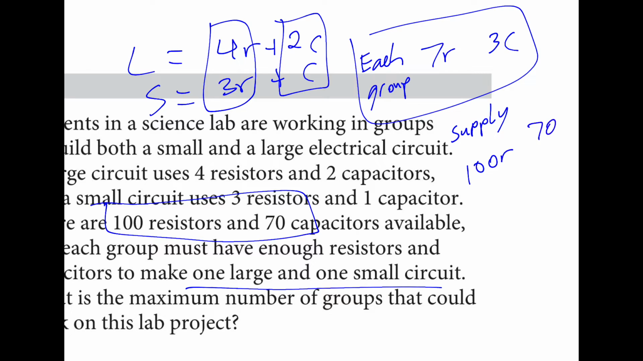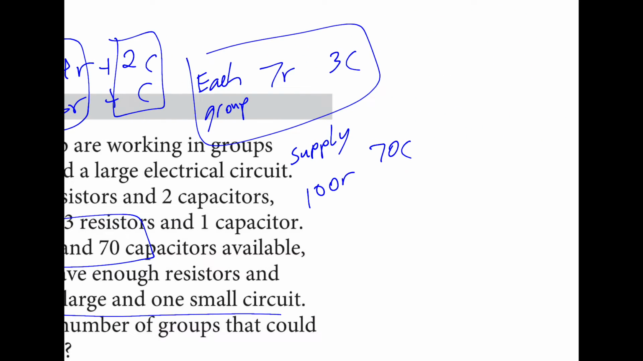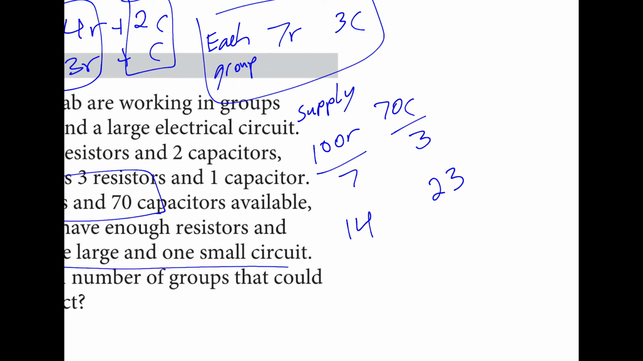100R and 70C. So which one's going to run out first? If we take 100 divided by 7 or 70 divided by 3. This one's going to give us about 14. And this one would give us 23, but at that point we're out of resistors. So 14 is going to be the right answer.